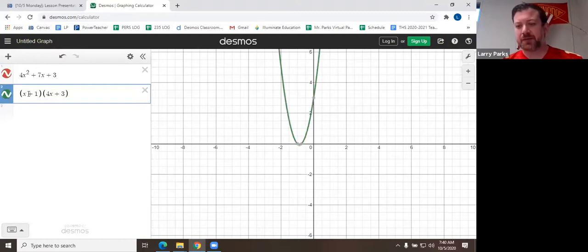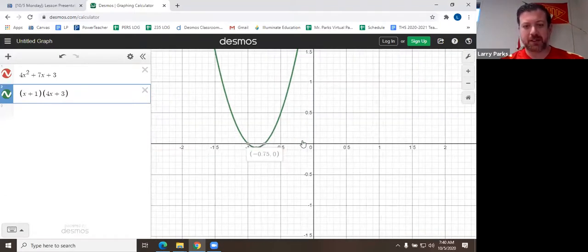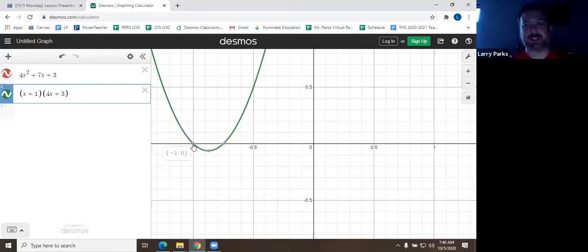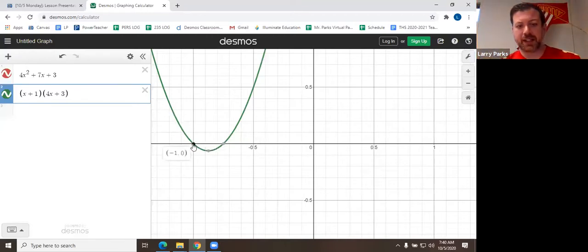Now, factored form or intercept form tells me that one intercept is -1. Notice right here, and I'll zoom in so we can see it better, that one intercept is -1. And then the other intercept is -3/4, -0.75, which, looky there, -0.75. So that's why intercept form is useful. It tells us where it crosses the x-axis. Standard form pretty much just tells us the y-intercept. So we have the y-intercept and then the two x-intercepts. Okay.